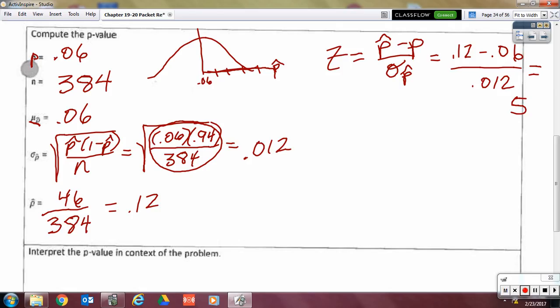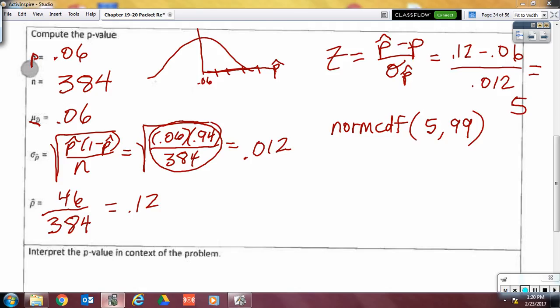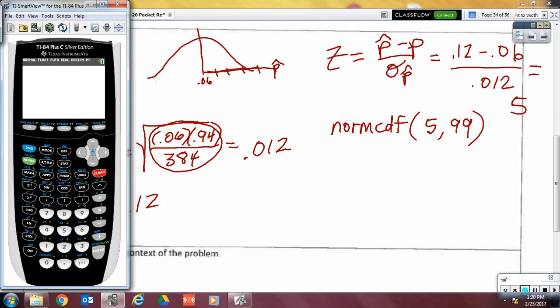So now how do I get my p-value, my probability? Nope, norm CDF. And we are wondering if it has increased, so therefore we're going from what to what? 5 to 99. Okay, now I want to go ahead and have you do this because, again, there's an issue with what people are seeing on the calculator and understanding what's happening. So I'm going to go second vars, norm CDF, from 5 to 99.